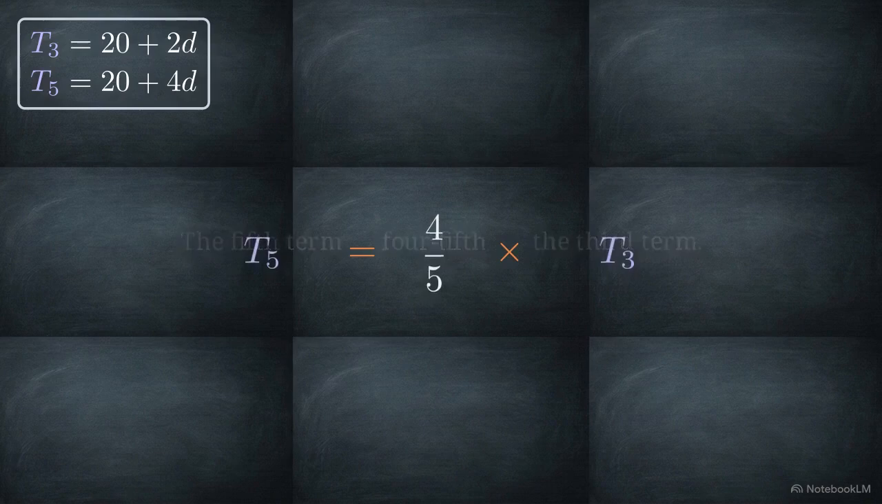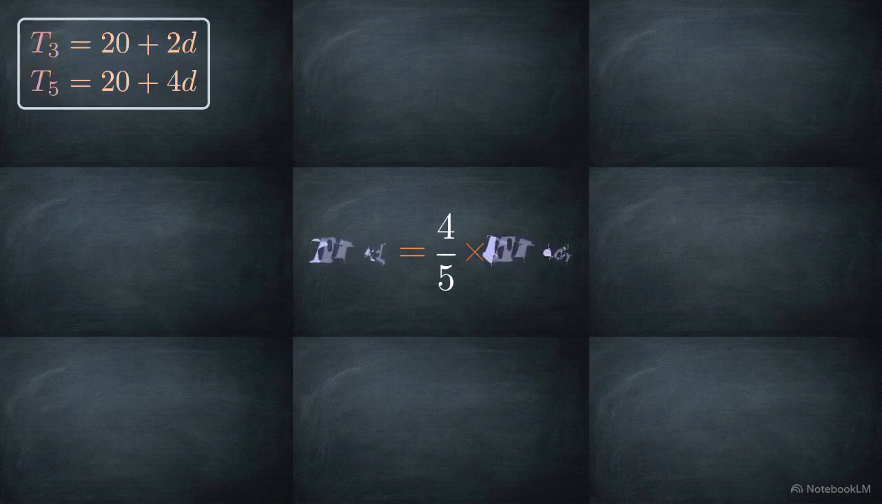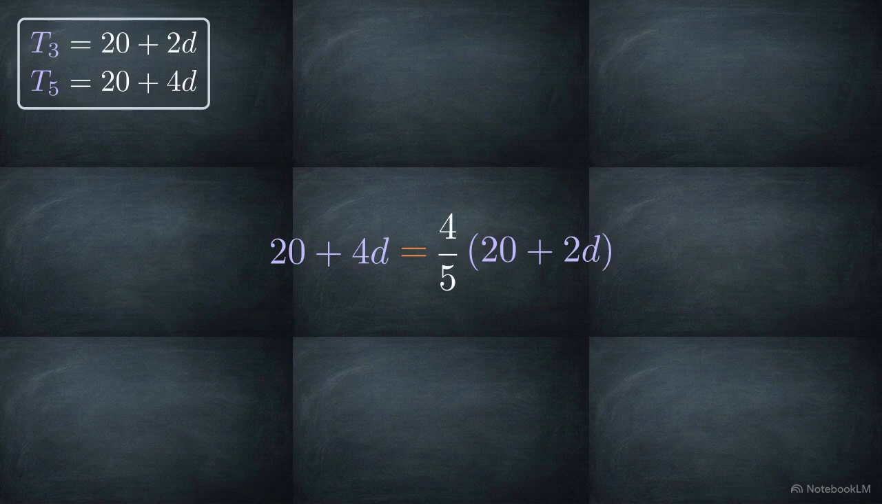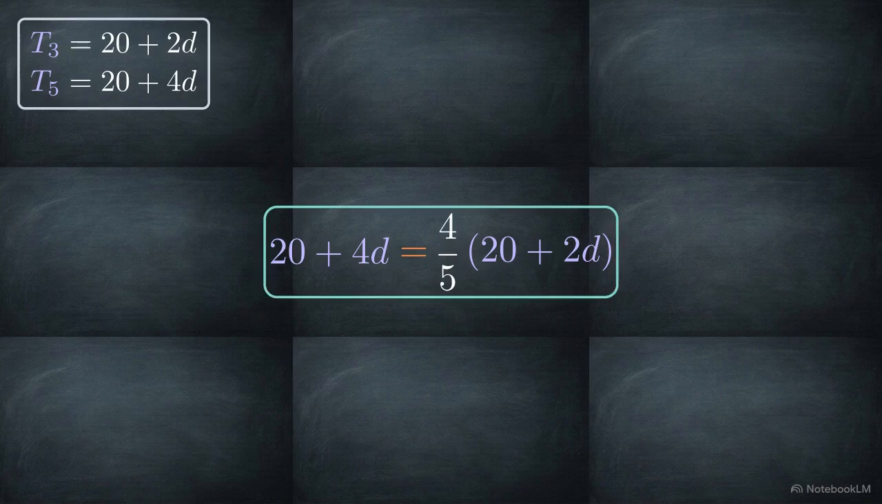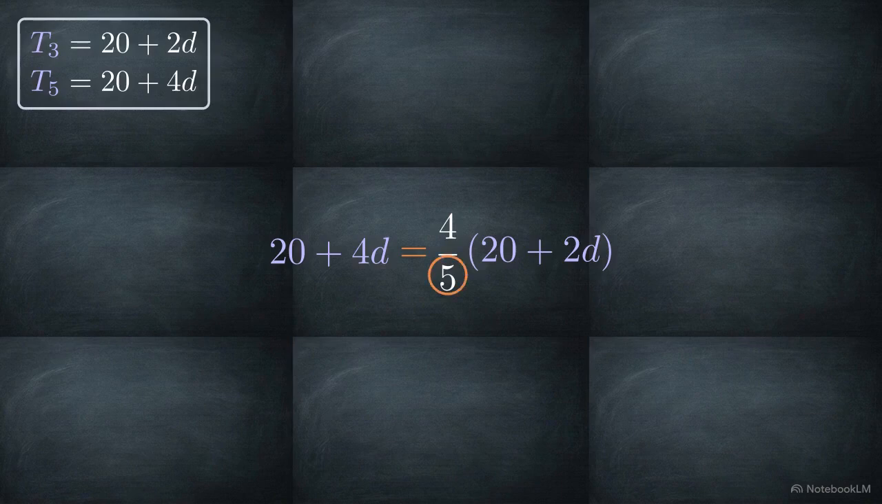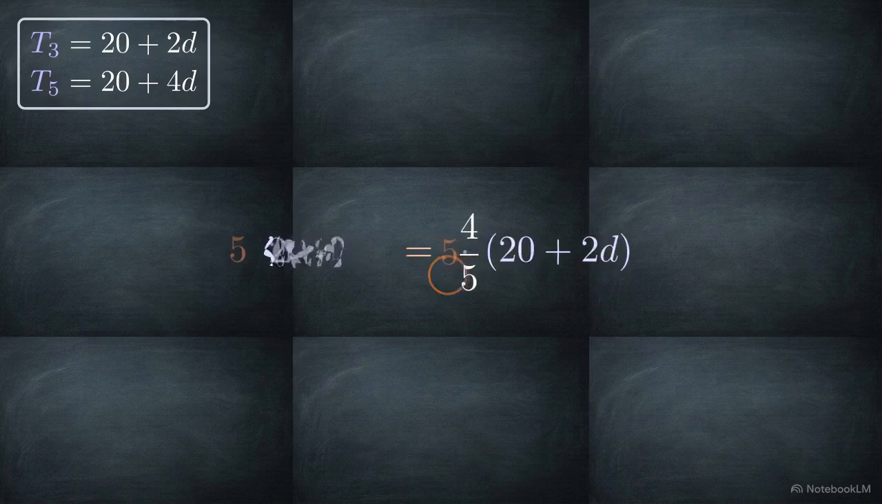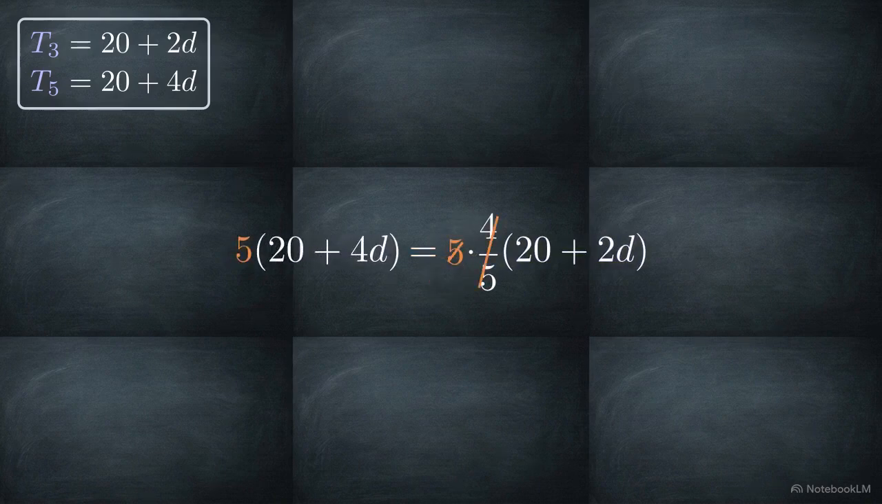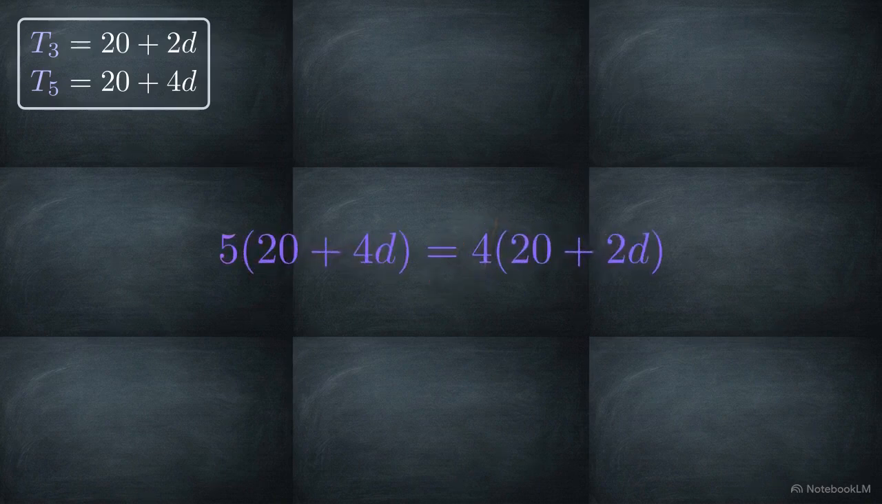Now we replace the term labels with the expressions we just built. T5 becomes 20 plus 4d, and T3 becomes 20 plus 2d. Converting the wording of a problem into a mathematical equation is a reliable way to solve these types of comparisons. To solve for d, we need to manage the fraction. We'll focus on the denominator, which is 5. We multiply both sides of the equation by 5. This cancels the fraction on the right and leaves us with a linear equation that is easier to manage.